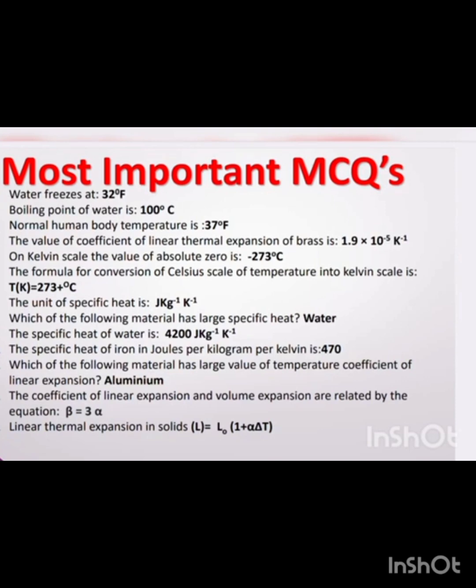Which of the following materials has a large value of temperature coefficient of linear expansion? Aluminium. The coefficient of linear expansion and volume expansion are related by the equation beta is equal to 3 alpha. Linear thermal expansion in a solid is L equal to L naught (1 plus alpha delta T).